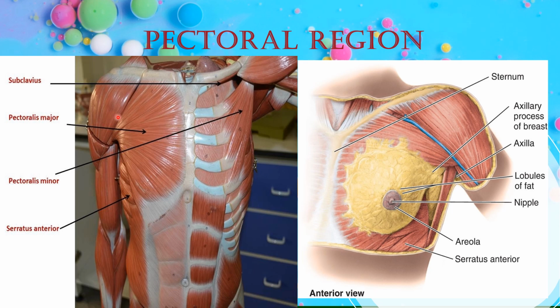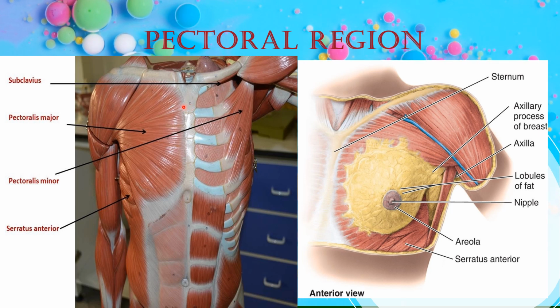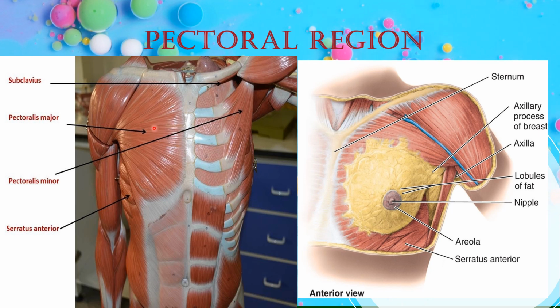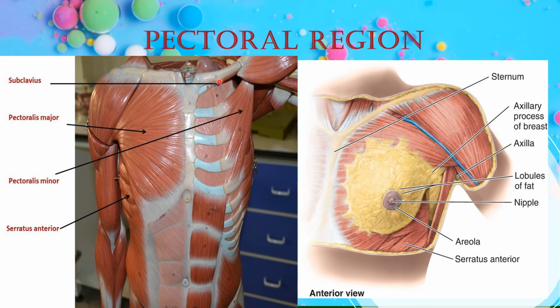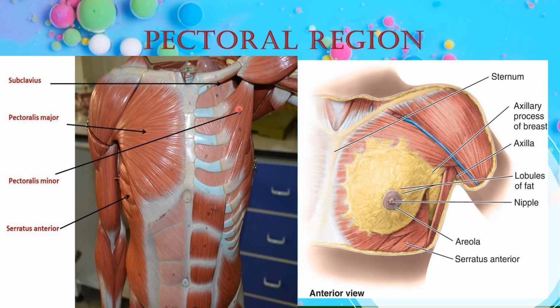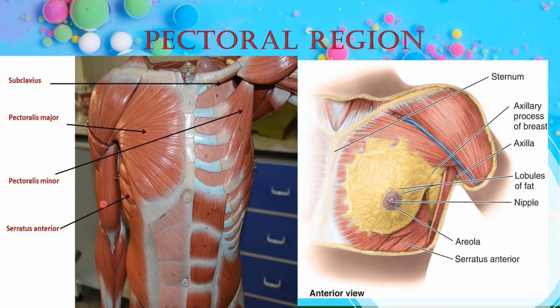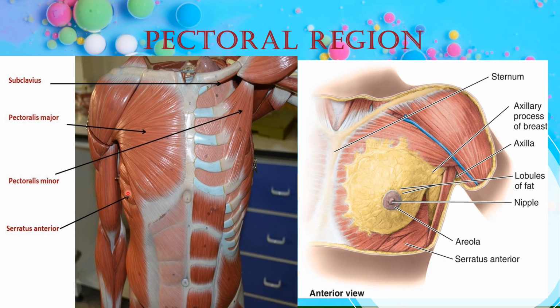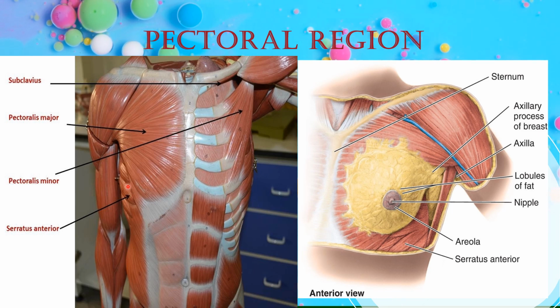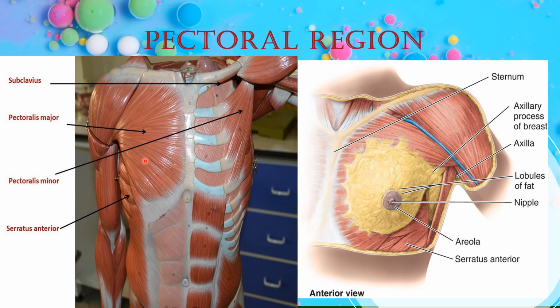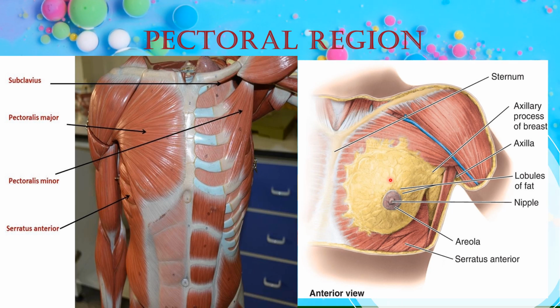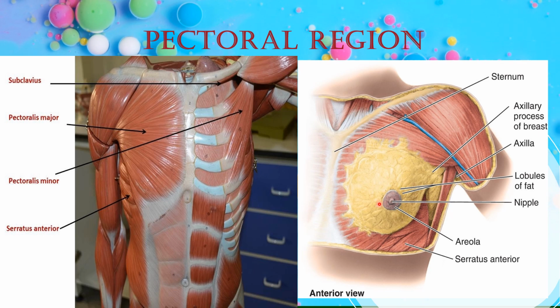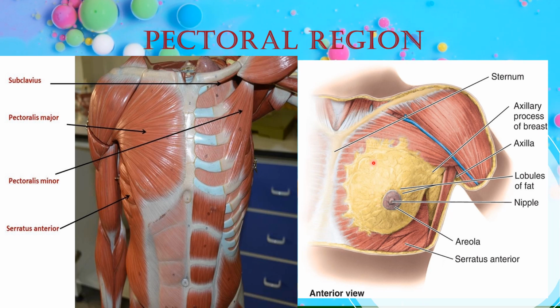Then what are the contents in the pectoral region? Number one, we have muscles of the pectoral region, that is pectoralis major, subclavius, pectoralis minor, and the last one is serratus anterior. We are going to discuss in detail about these muscles, their origin, insertion, nerve supply and action. Then we also have the mammary gland or the breast that secretes milk in females.